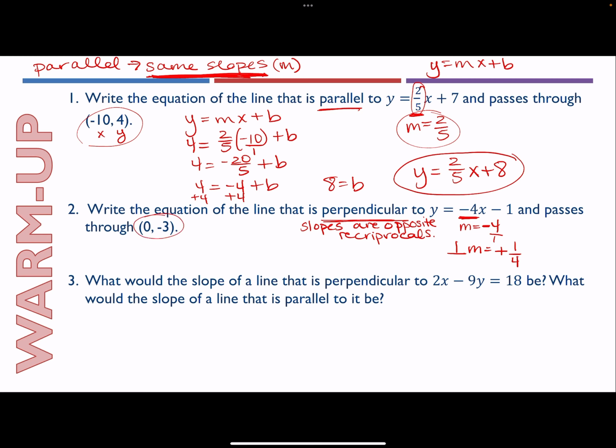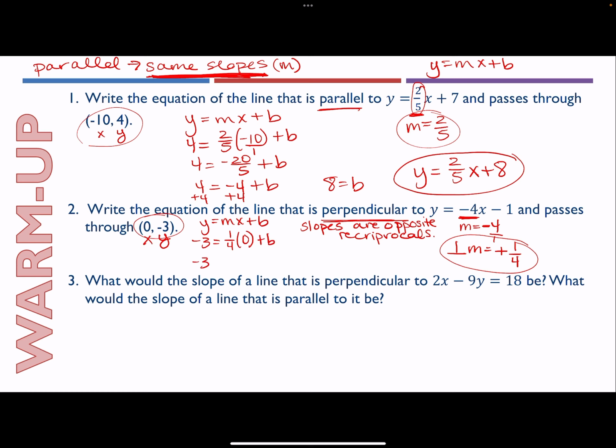And we want it to go through the point 0 comma negative 3. So we're using this slope and this point. So this is like x and y, right? So we're going to do y equals mx plus b. So negative 3 is equal to positive 1/4. X is 0 plus b.